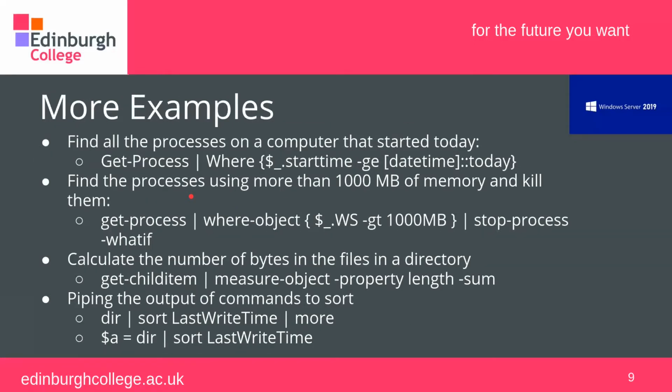Some more examples. So Get-Process where start time is greater than or equal to a day. Get-Process where the object is greater than 1000 meg. Stop-Process. So we can actually find processes using more than 1 meg of memory and kill them. Calculate the number of bytes in a directory: Get-ChildItem, Measure-Object, property length, sum.